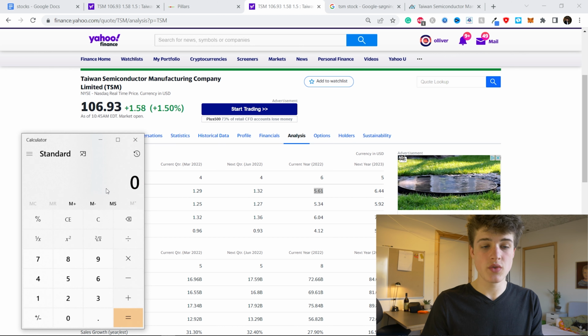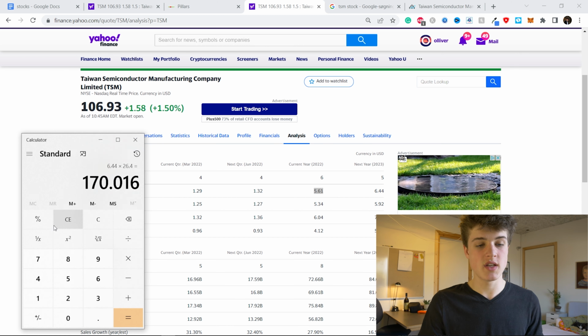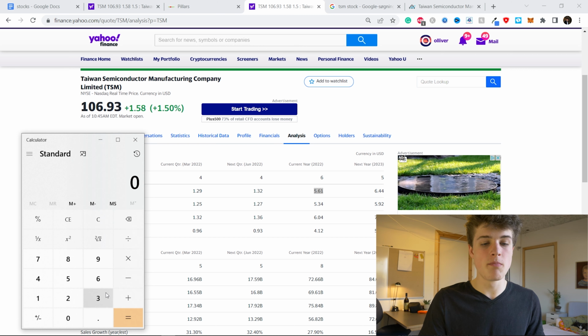So 2023, they should be doing $6.44 per share in earnings, and if we multiply that with their PE, which is a high PE for a $500 billion market cap, let's just do this now. Basically $170.